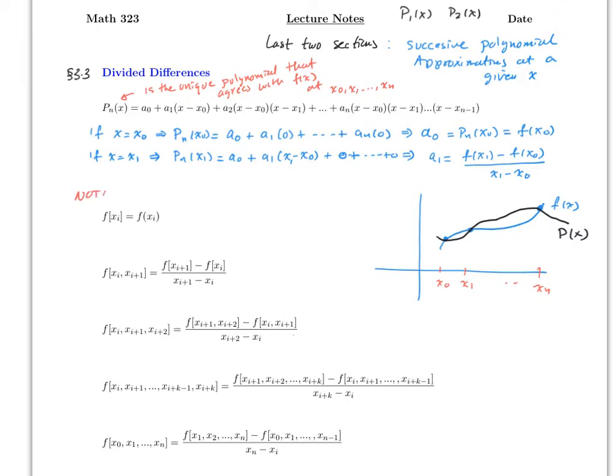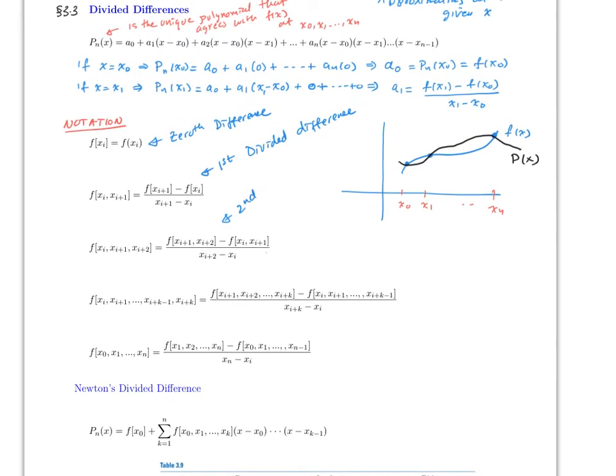Now this will be the notation that we're going to use. This is called the zero difference, and the zero difference is nothing more than the y values. This is the first divided difference. Okay, and so forth. This will be the second, and so forth and so forth. So in general, the divided differences would look like this.